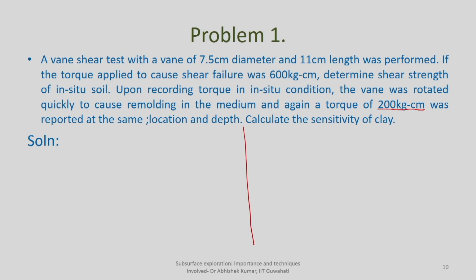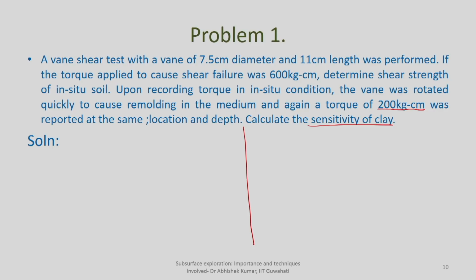So at the same locations you have two values of torque, one when you are rotating at standard rate, and the other when you are rotating too quickly. So based on these two, you will be able to determine the shear strength. The first one will give you the shear strength in its natural condition, the second one will give you the shear strength in its remolded condition, and finally you will be able to determine the sensitivity of that particular clay material. So we are going to discuss this.